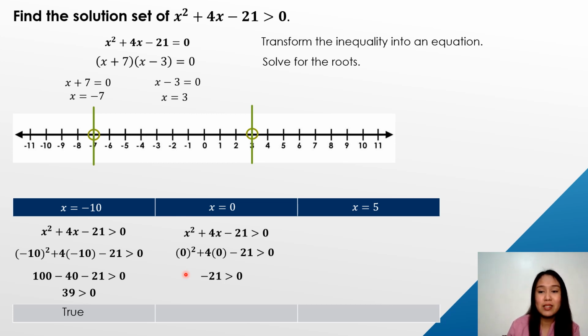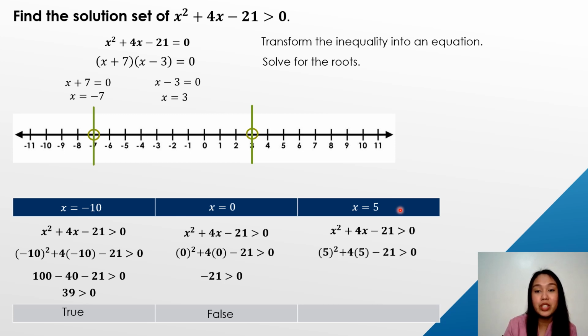Now, make a judgment. Is it true or false? Of course, it is false. Negative 21 is not greater than 0. Okay, now for the last test point, which is x is equal to 5, we're going to substitute that in the given inequality. 5 squared plus 4 times 5 minus 21 greater than 0. 25 plus 20 minus 21 greater than 0, or 24 greater than 0. Now make a judgment. Is it true or false? Of course, this is true.